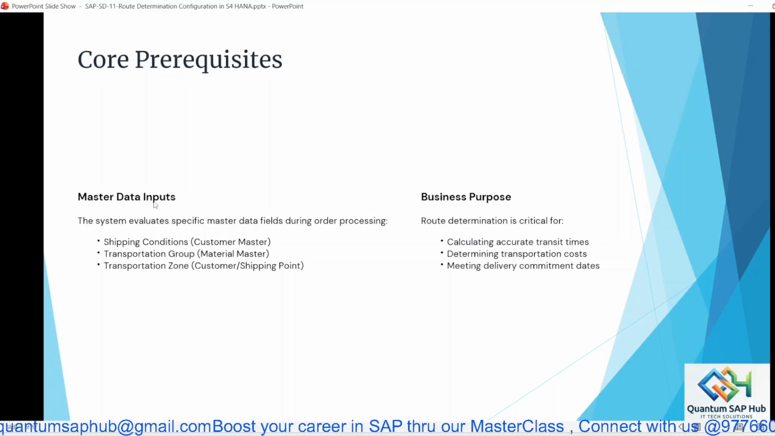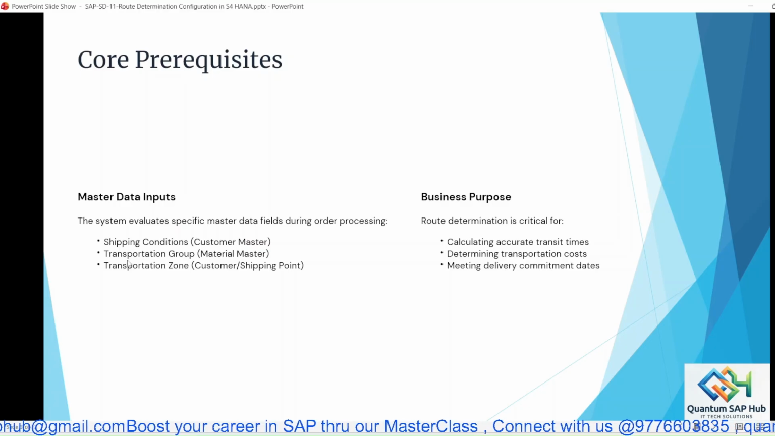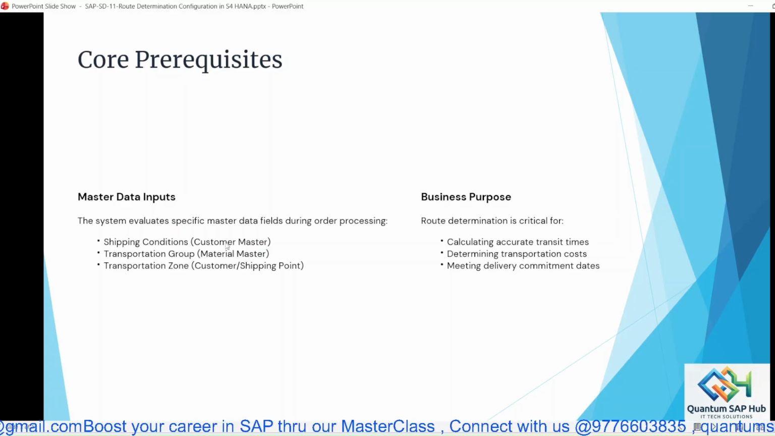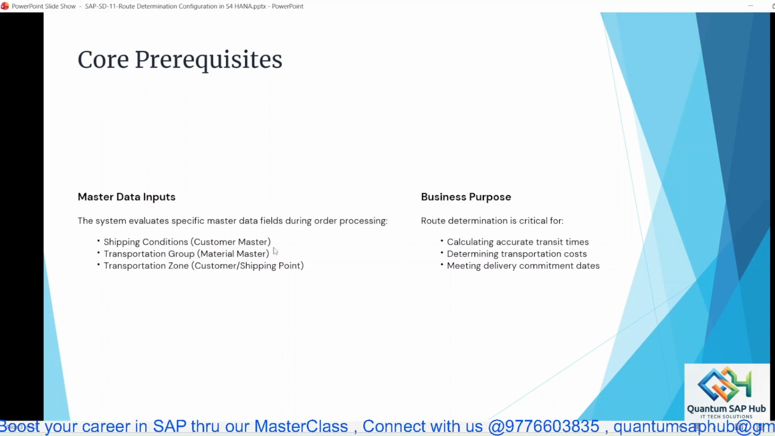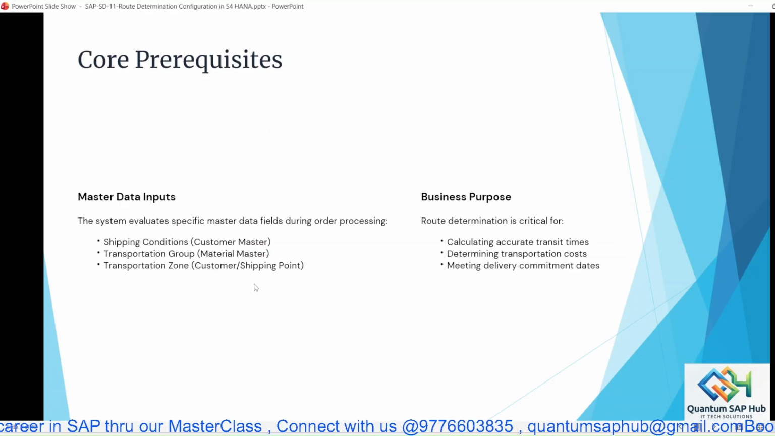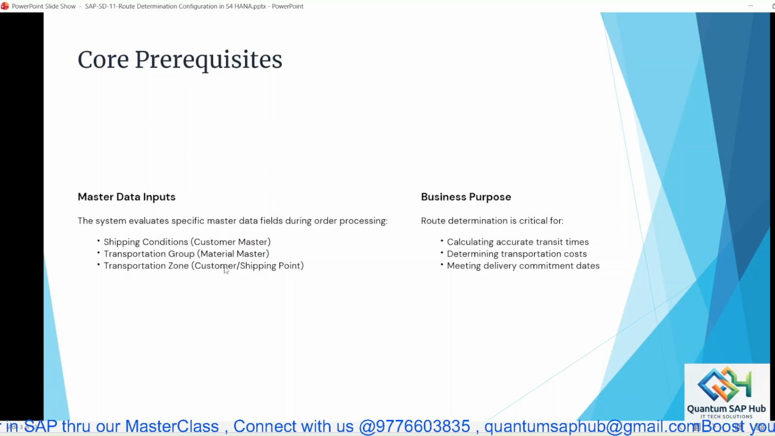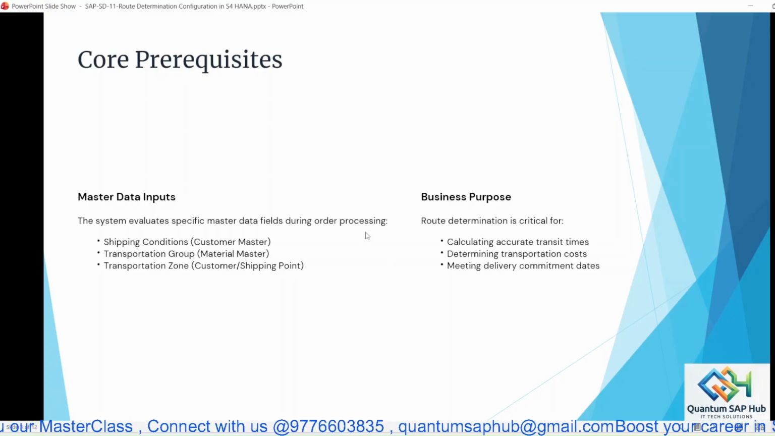What master data inputs are required? The system will evaluate master data fields during processing. One is the shipping condition, which will come from the customer master. Then the transportation group, which will come from the material master, and the transportation zone, for the customer or shipping hub. The customer is the destination zone, and the shipping point is the departure zone.